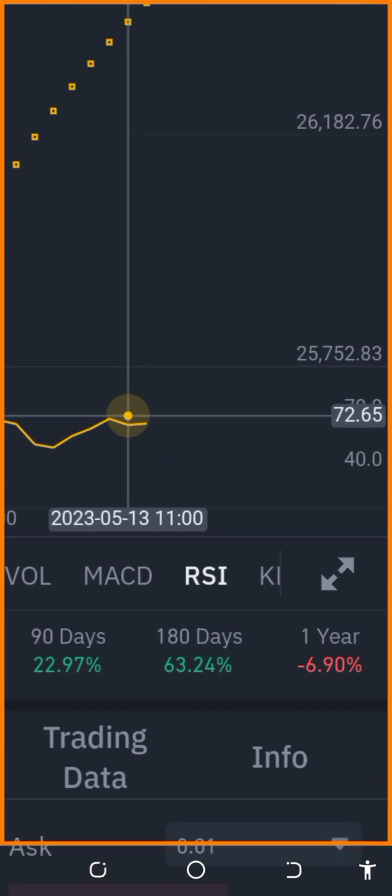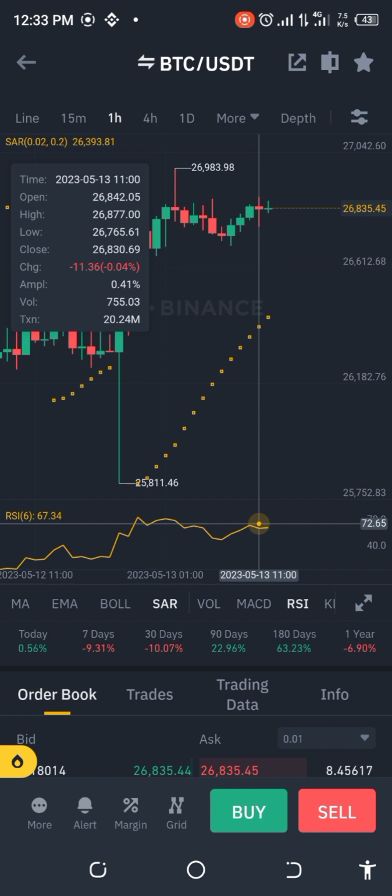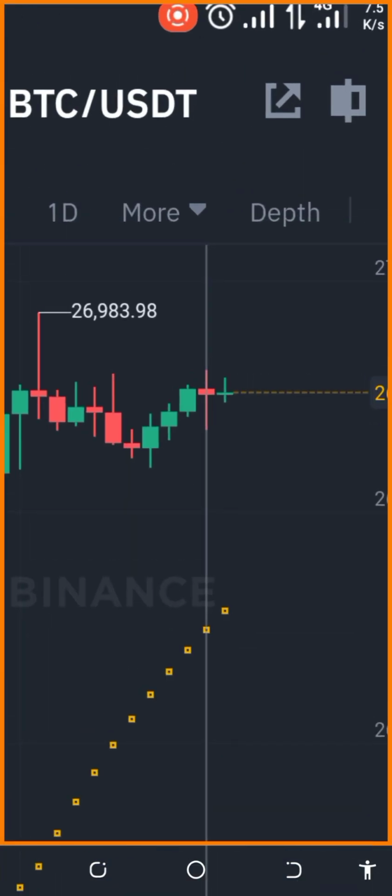Okay, it's actually at 72. So that means that at a point, you can see, can you see the red candle here? The red candle here is probably announcing that, oh, I'm about to change.